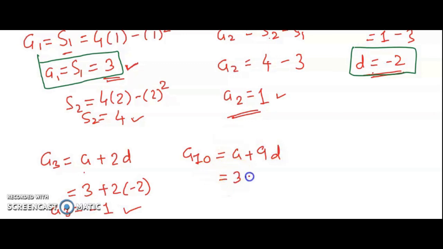In the same way, if you want to find the 10th term, we use the formula a plus 9d. A is 3 plus 9 times d, which is minus 2. If you simplify it, 3 minus 18 will be minus 15. So the 10th term of the AP will be minus 15.